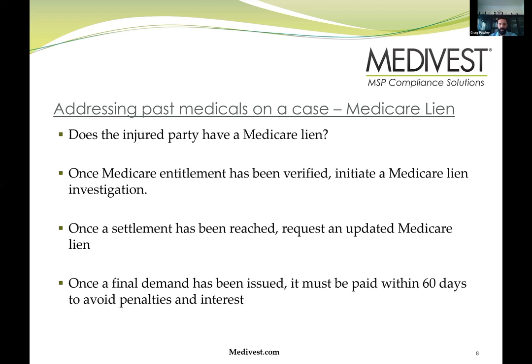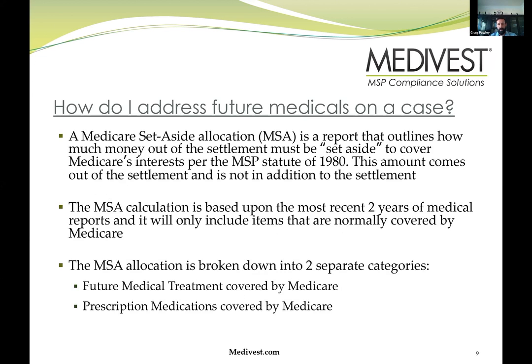For that to go up at some point if they've received new bills since the last one. So you want to request an updated Medicare lien as close as possible to settlement. Once the final demand has been issued, you want to make sure that you pay it within 60 days to avoid penalties and interest. So the next question is, how do I address future medicals on the case?